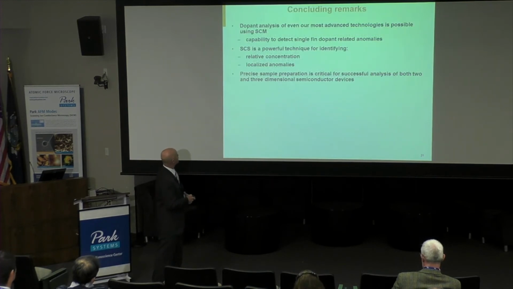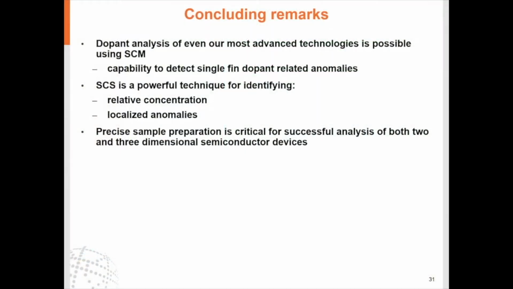So in conclusion, I'd like to say that dopant analysis on even our most advanced technologies is possible. I had a gentleman at a recent conference tell me that it wasn't. And I just happened to have my laptop with me, and I showed him, well, I think it is. And this is at 14 nanometer, and I think we can still get to 7 nanometer, but there's certainly room for development in SPM, scanning capacitance, to enable us to get to the next technology node.